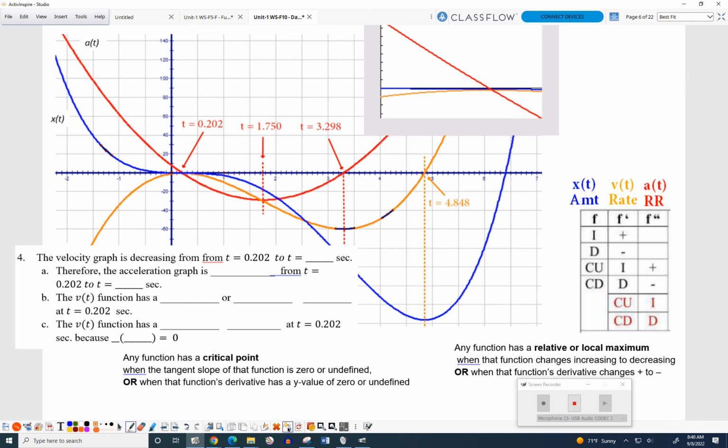Okay, the velocity graph is decreasing from point 202. The velocity graph is decreasing all the way to 3.298.